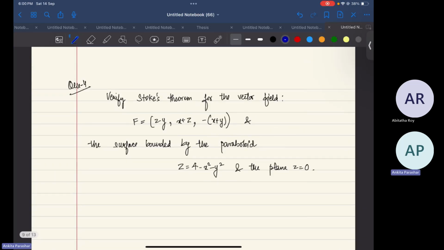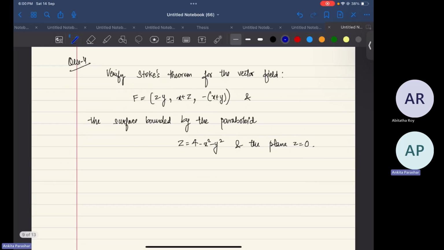Okay, let's just do one more question. Verify Stokes theorem for the vector field, S the surface bounded by again a paraboloid and the plane z equal to 0. How does the paraboloid look?